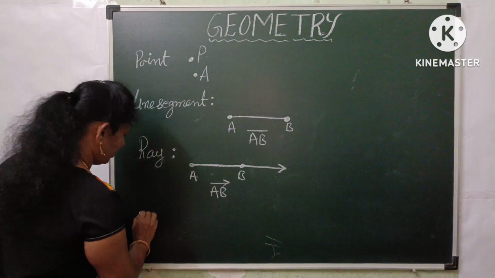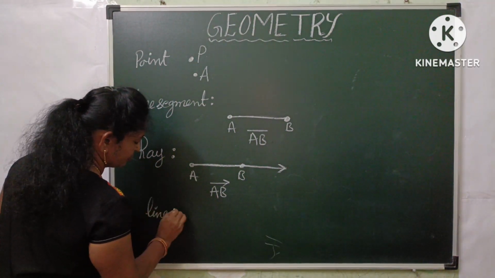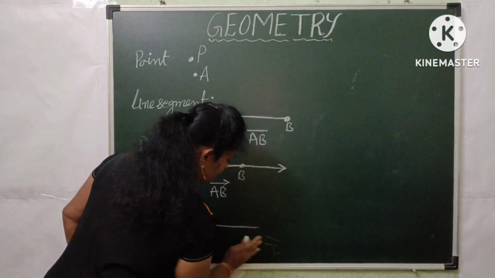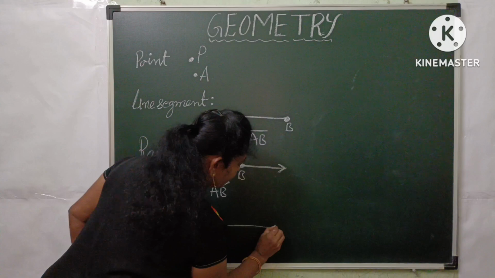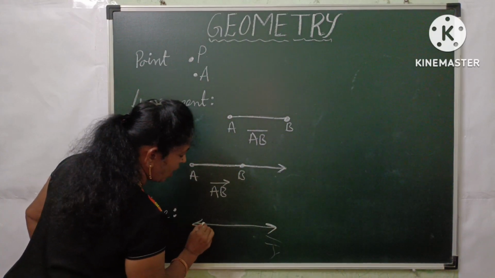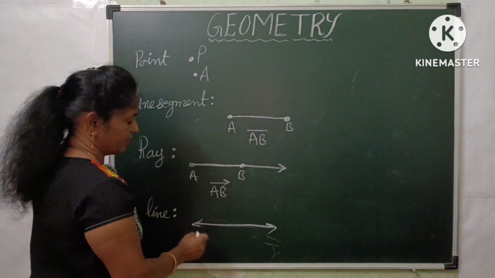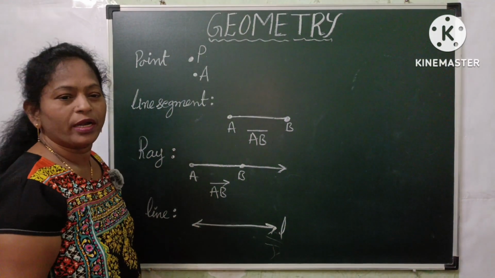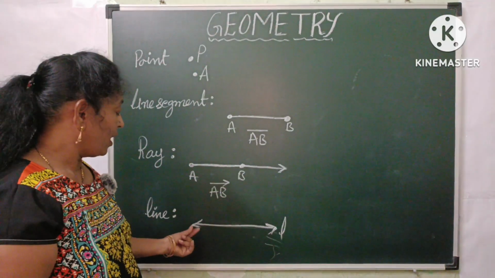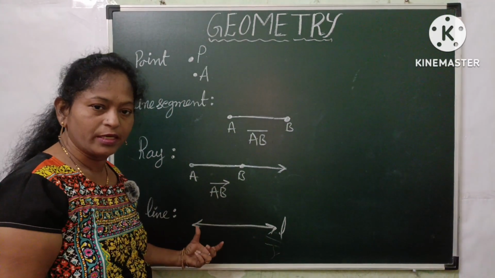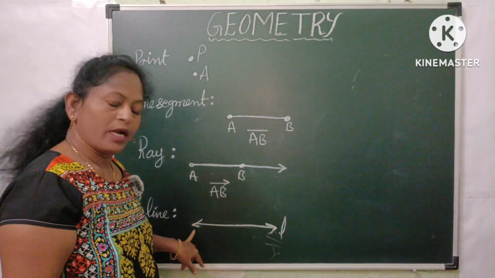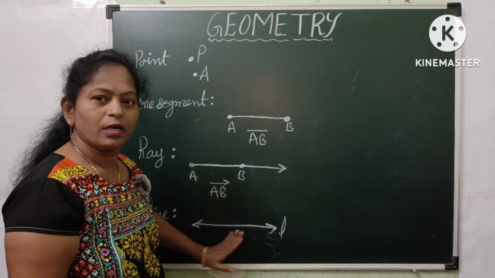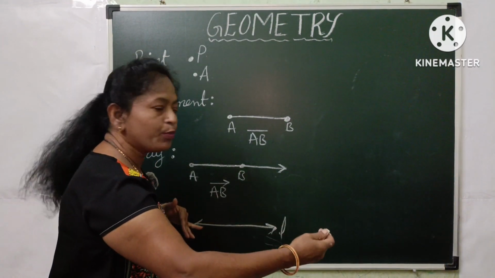Next one, line. Line means suppose this line segment is extended on both the sides. We indicate a line with small letters. The line extends endlessly on both sides, so it doesn't have a starting point or an ending point. Why? Because we can extend it endlessly on both the sides.